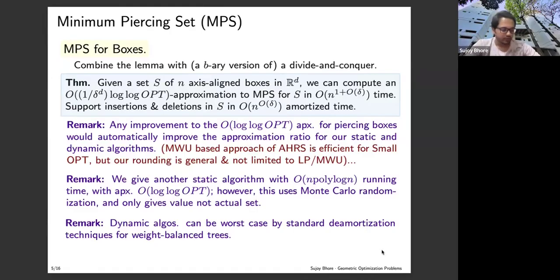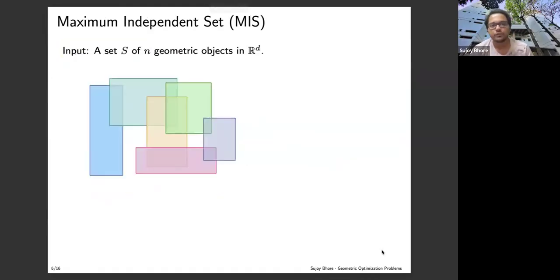Okay, so let me move to the next problem, which is the maximum independent set problem.